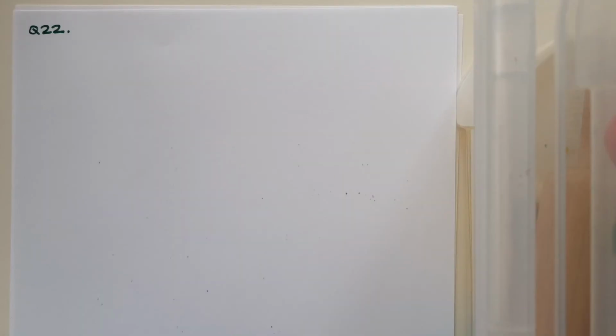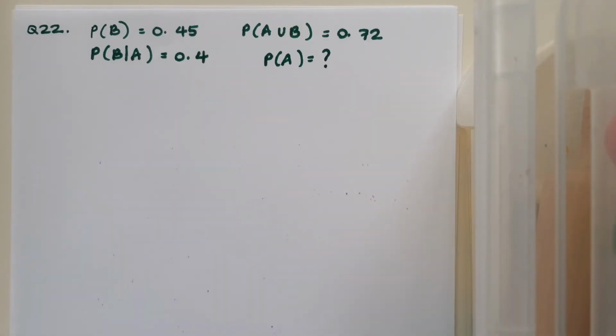Next, let's have a look at question 22 from further down the sheet. In this case, we're told the probability of B, the probability of A union B, and the probability of B given A, and we want to find the probability of A. So again, a good approach, like last time around, is to draw out a diagram for ourselves.